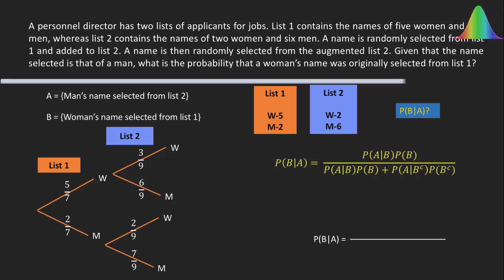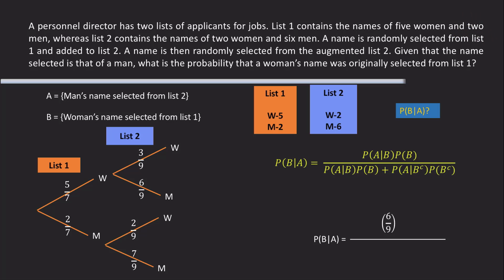So what is the probability A given B? The B is the woman's name selected from list 1. From list 1, woman. Then we know it starts from here. And the list 2, A is the man's name selected from list 2. So then this is the conditional probability of A given B. Probability of A given B is this. That is 6 over 9, right? Yes, it is 6 over 9.